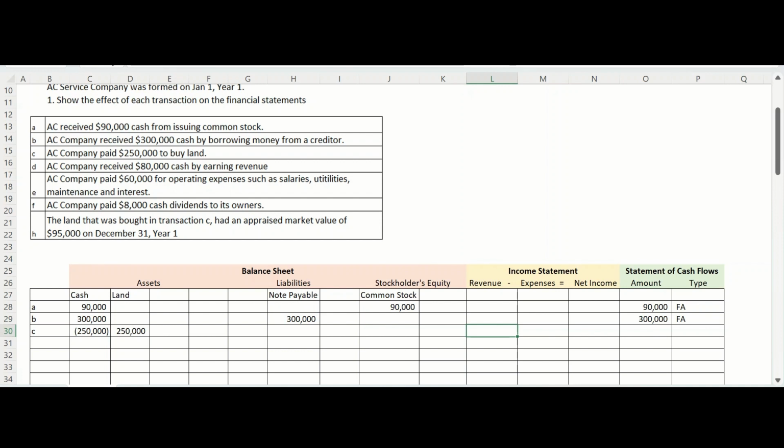We can move to the statement of cash flows. Did cash go in or out? Yes, cash went out. There's going to be an outflow of $250,000 on the statement of cash flows. And it was to buy a long-term asset, which, as you learned in chapter 1, long-term assets are investing activities. The buying or selling of long-term investments or long-term assets are investing activities.